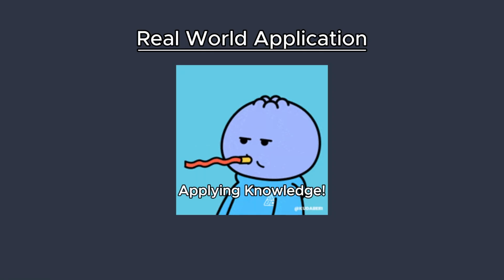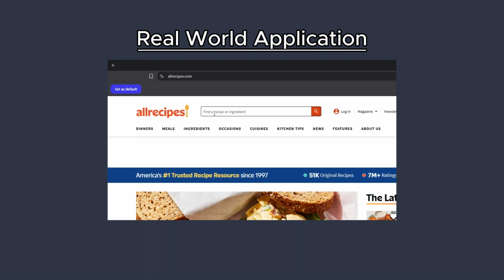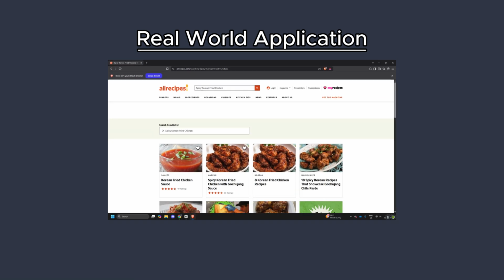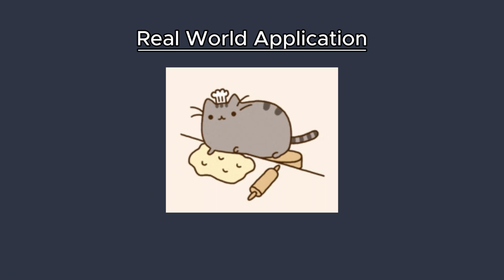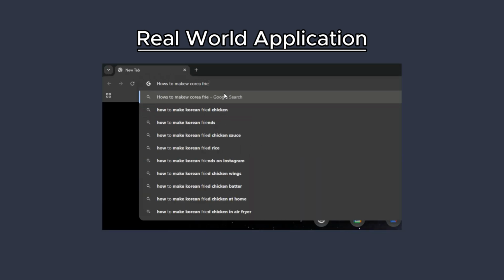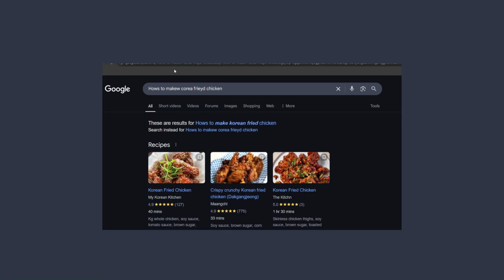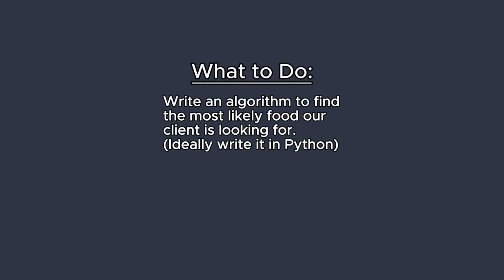So now that we understand a bit about fuzzy search algorithms, we'll solve a real-world problem using them. Let's just say we're making a recipe app that contains a search bar where users can type in the name of their favorite recipe, and the app will return the instructions for said recipe. One of our clients really wants to make spicy Korean fried chicken. However, his eagerness to start cooking makes him write many typos and even forget to write one of the words in that recipe's name. Write an algorithm that would recommend the most likely food our client is looking for.